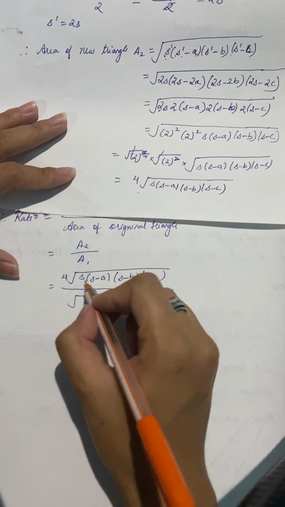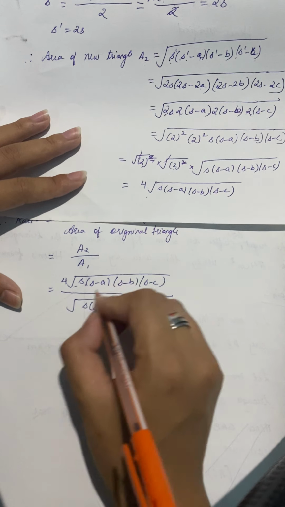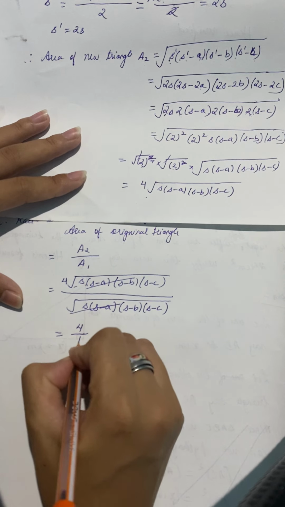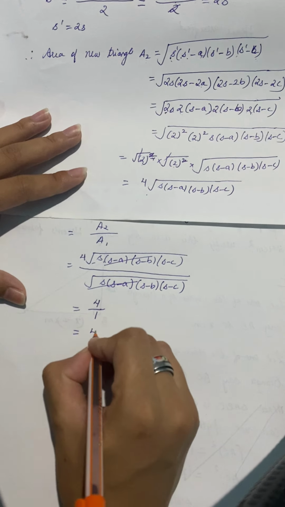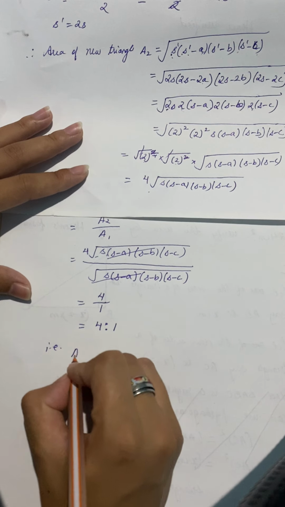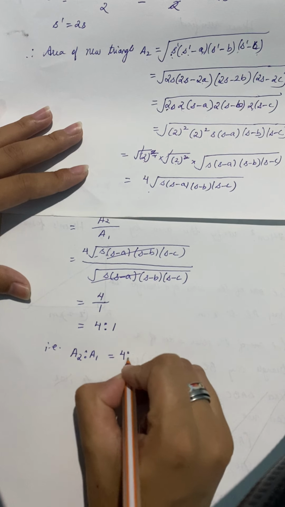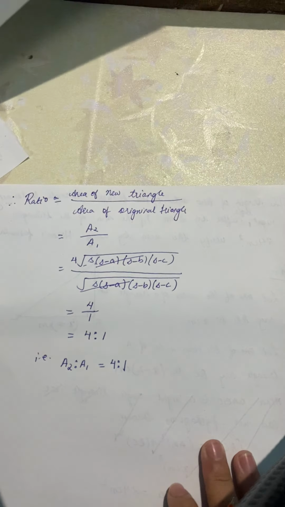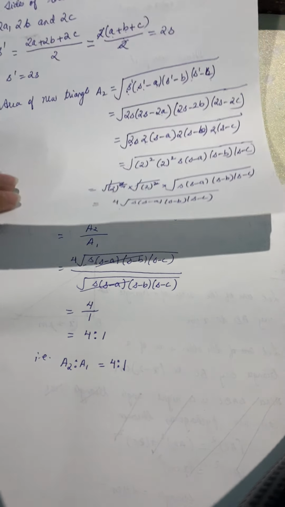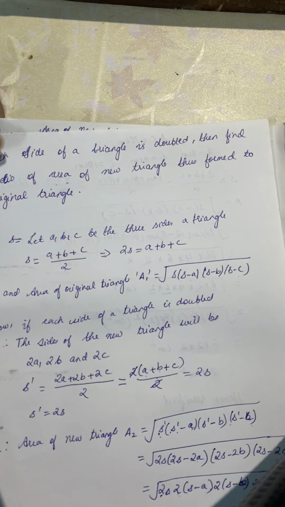Now you can cancel them because these are the same. Clear? So you can just cancel them out. So you have 4:1. Therefore the ratio is going to be 4:1. That is the ratio of the new triangle to A1, the same thing as 4:1. Clear with this question? So this is the answer, 4:1. If you have not understood it, just try watching the video again.